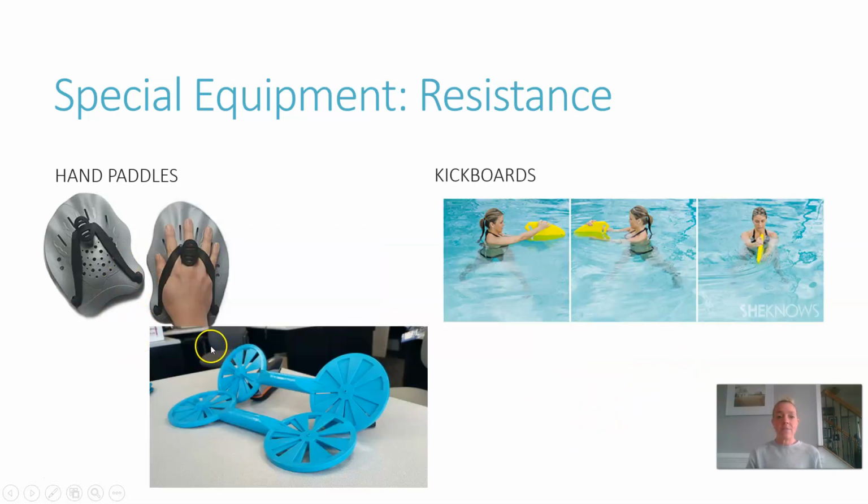These are some different types of hand paddles. So again, you could use these to provide resistance. These would essentially take the place of those cages. So you could wear these on your hands and go through shoulder motions and shoulder exercises.